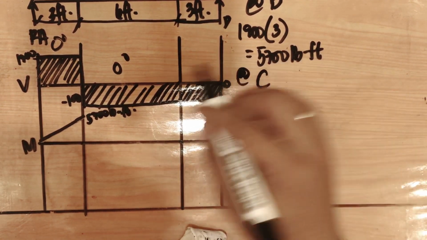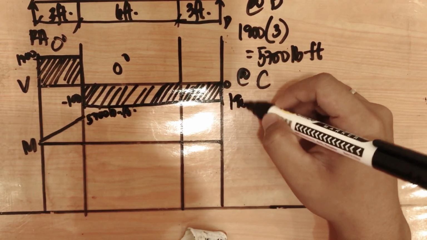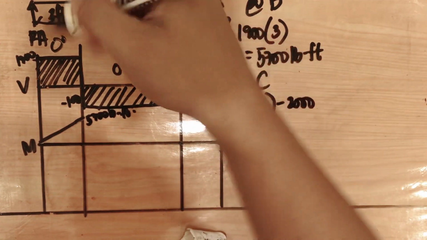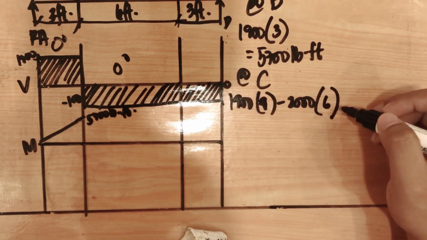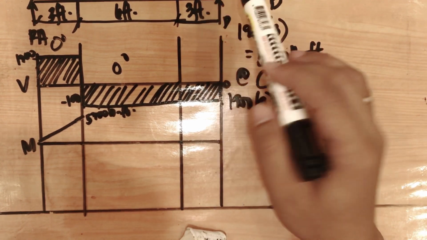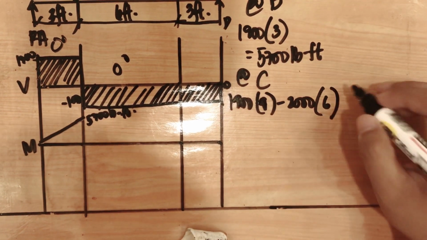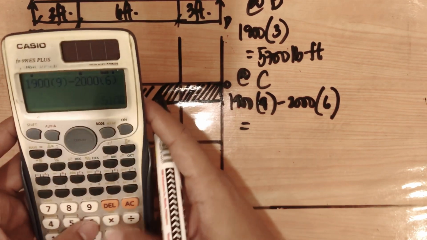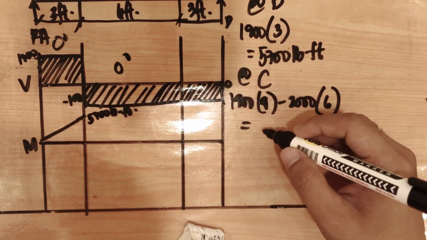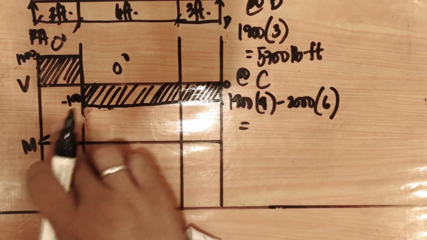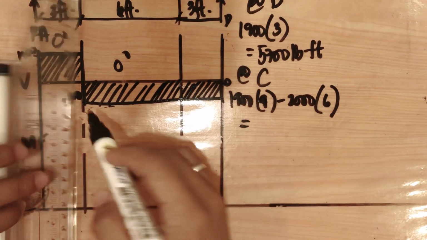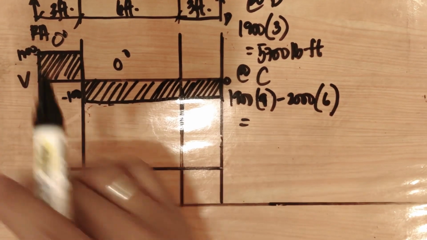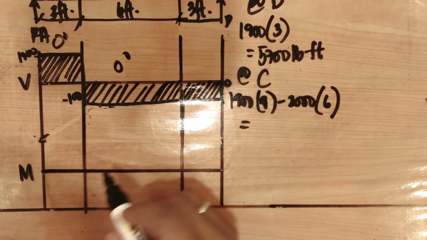Then next, at point C, RA natin, 1,900 times 3 plus 6, so 9, minus 2,000, which is negative, counterclockwise ikot niya, times 6. Since meron tayong couple at point C, sasama natin yan mamaya. But at point C, ilan tong value natin? 1,900 times 9 minus 2,000 times 6. So moment at point C is positive 5,100. So hindi kasya, so redraw na lang natin moment diagram dito sa baba. Ayan, moment diagram.